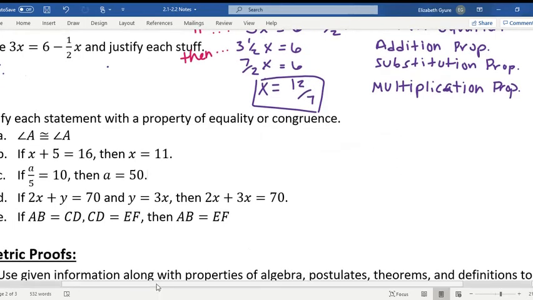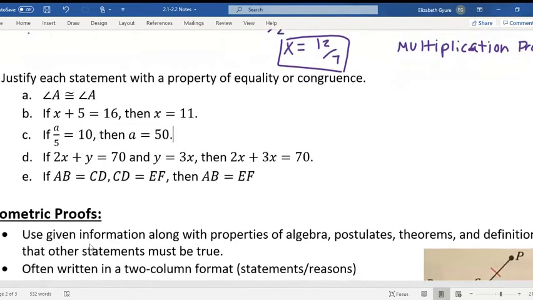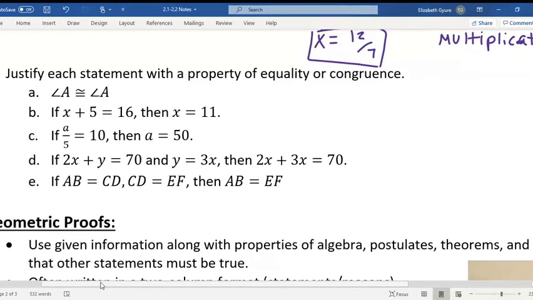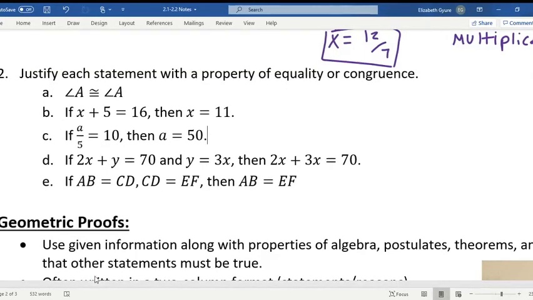So let's look at the next example here. Justify each statement with a property of equality or congruence. First one is that angle A is congruent to angle A. Well, that's stating something is congruent to itself, so that is the reflexive property. If x plus 5 equals 16, then x equals 11. If you're given that equation, what would you do to get x equals 11? You would subtract 5 from both sides. So that is the subtraction property.